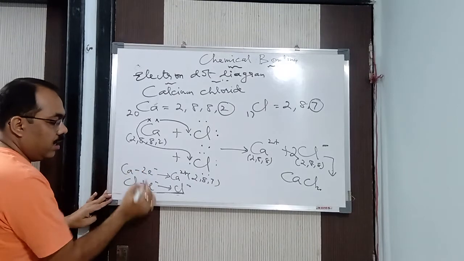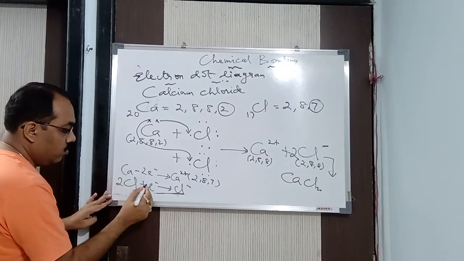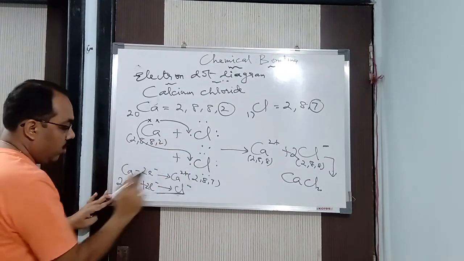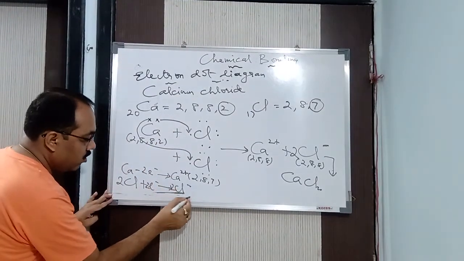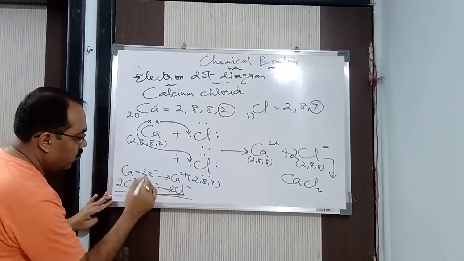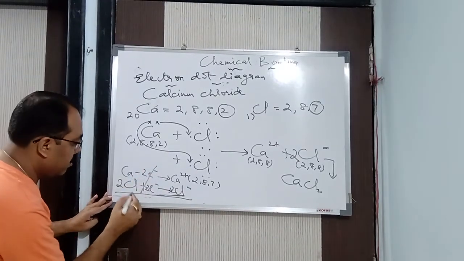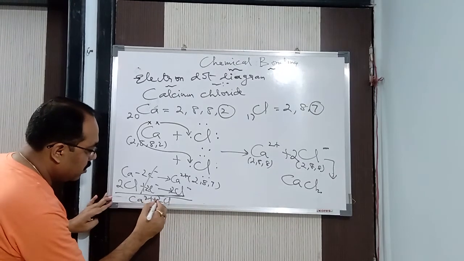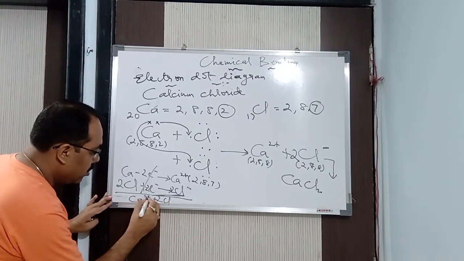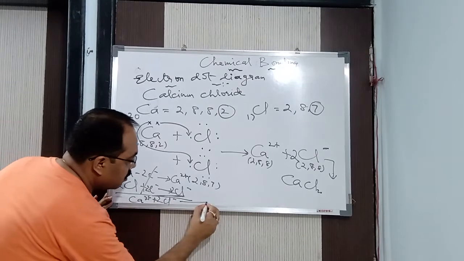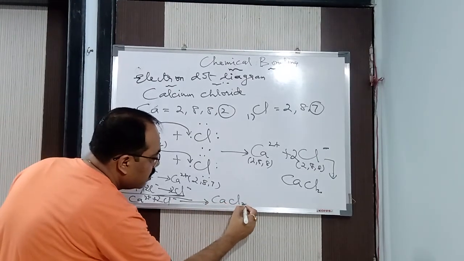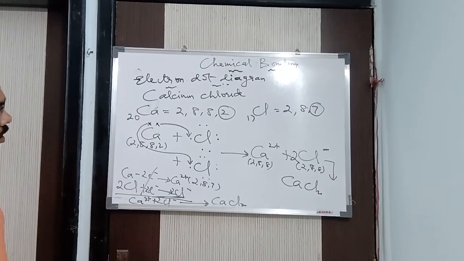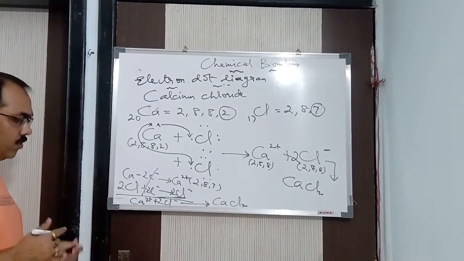Now to make the electrons the same, I am going to multiply by 2, and of course calcium combines with 2 chlorine atoms. So 2 Cl, here also 2, and multiply by 2 throughout. So the minus 2 and plus 2 cancel. Here what you get is Ca2+ and 2 Cl-. What do I get as the answer? CaCl2. So this is known as an electron dot diagram. This particular compound I have done, that is calcium chloride.